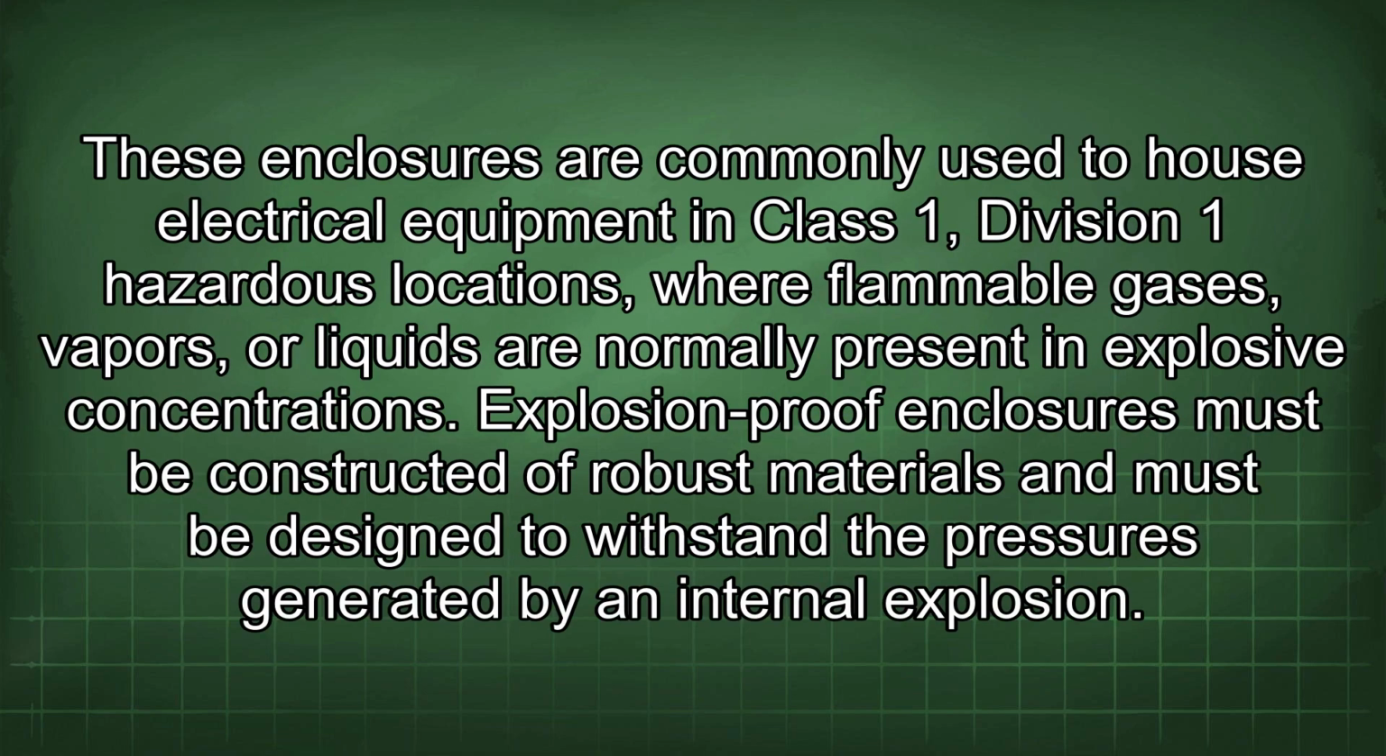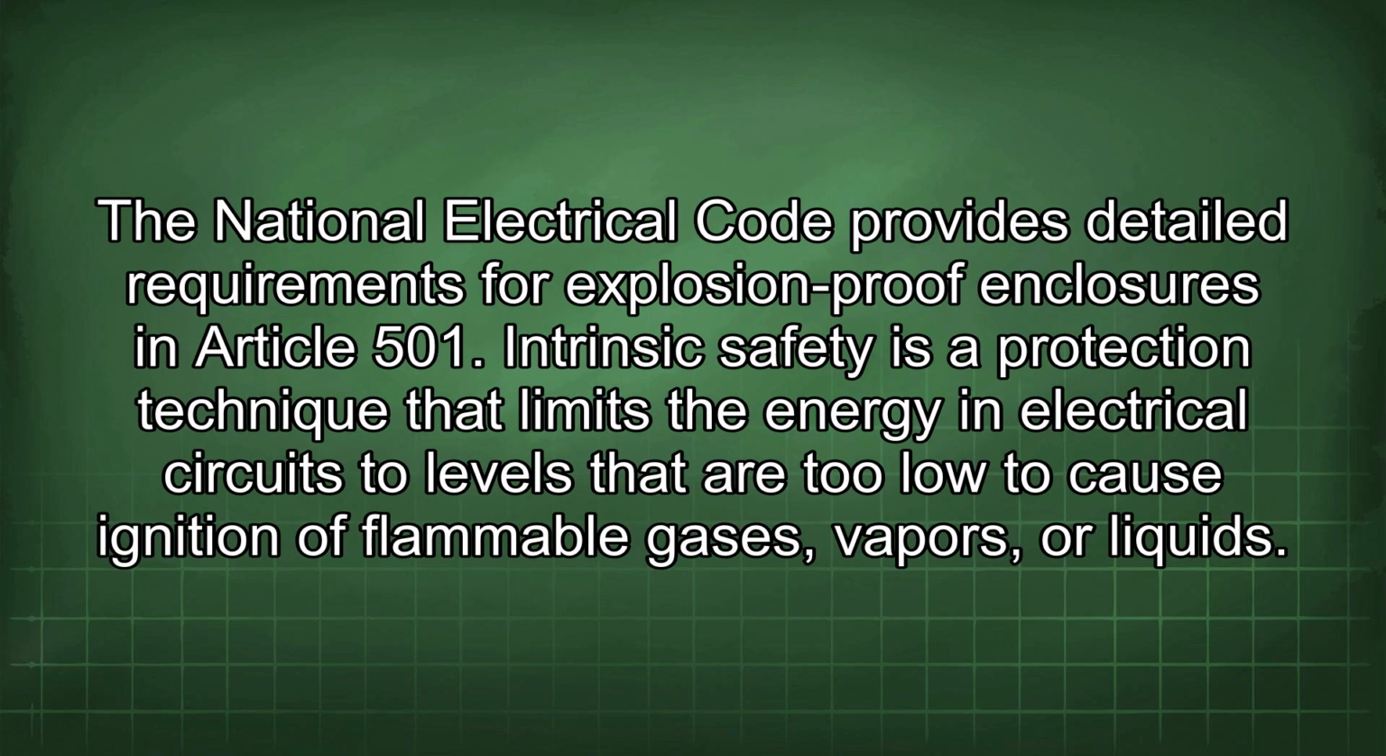These enclosures are commonly used to house electrical equipment in Class 1, Division 1 hazardous locations, where flammable gases, vapors, or liquids are normally present in explosive concentrations. Explosion-proof enclosures must be constructed of robust materials and must be designed to withstand the pressures generated by an internal explosion. The National Electrical Code provides detailed requirements for explosion-proof enclosures in Article 501.